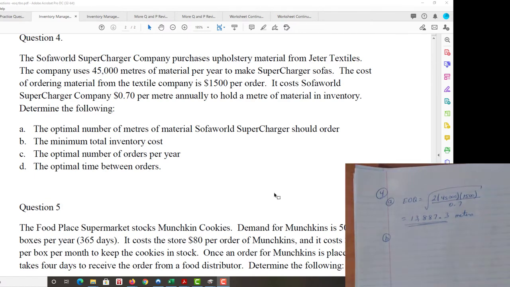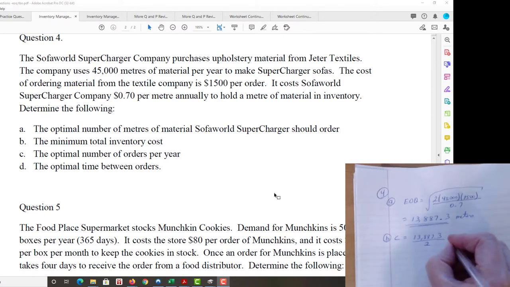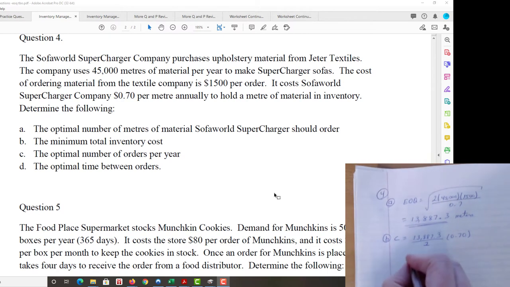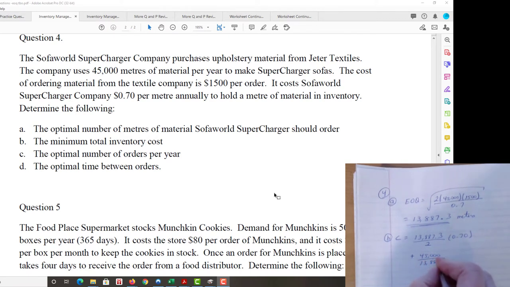B, the minimum inventory cost. That means the cost of holding and ordering when our order sizes are the EOQ. So we plug all our associated values into our equation: the order size divided by 2 times the holding cost, plus how much material we buy in a year divided by the order size to get the number of orders per year, times how much it costs us to place an order. Just plug and play. All that equals $9,721.11. So minimum total inventory cost just means we're finding the cost using EOQ as the order size.